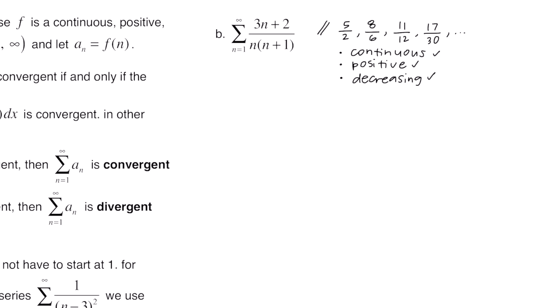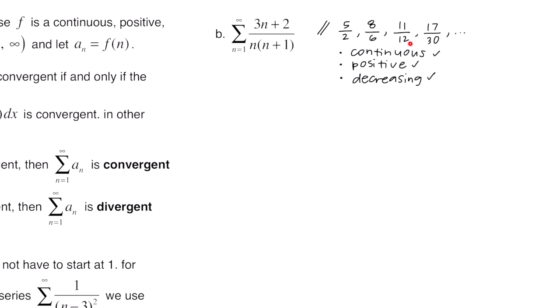For part b, we have sigma n starts at 1 goes to infinity of (3n plus 2) over n times (n plus 1). When I plugged in 1, I got 5 halves. Plug in 2, you get 8 over 6. Plug in 3, you get 11 over 12, and then 17 over 30.